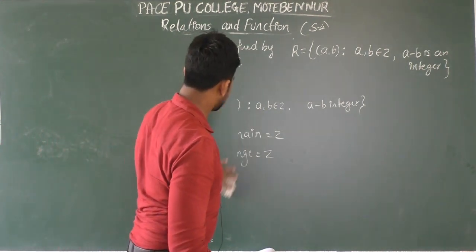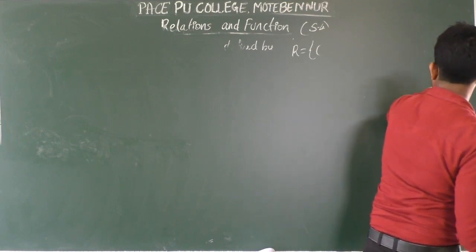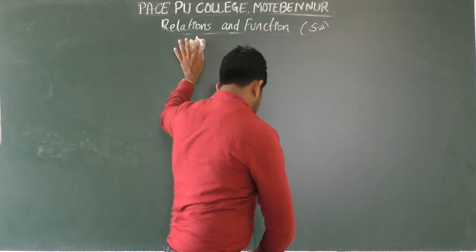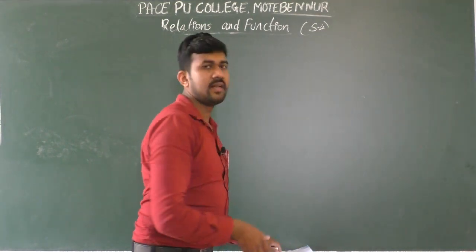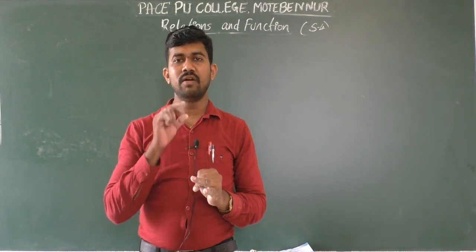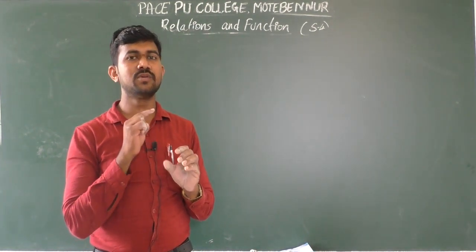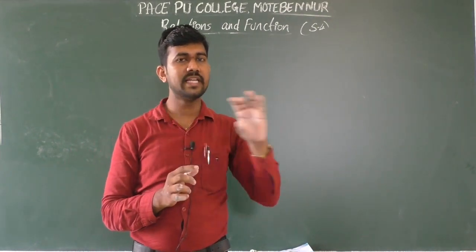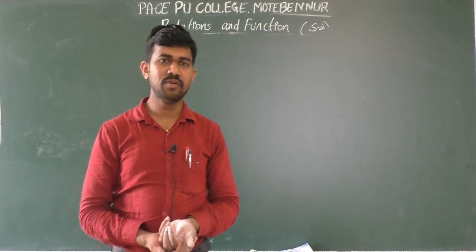So I hope you understood this class. There is no confusion, we can solve any question on relations very easily. Here they are asking to find the domain, range and codomain of each relation, and to depict the relation using an arrow diagram, or write the relation in roster form, or write the relation in set builder form. I hope you understood.